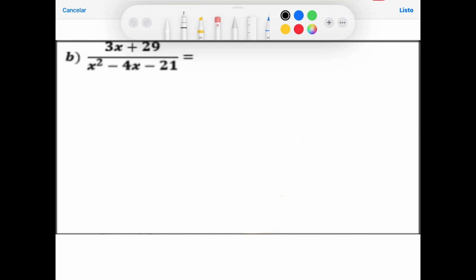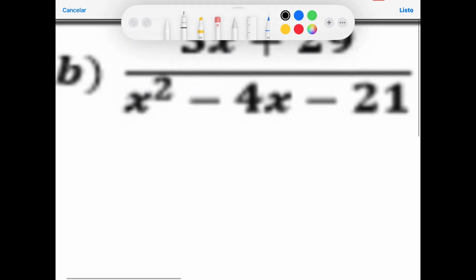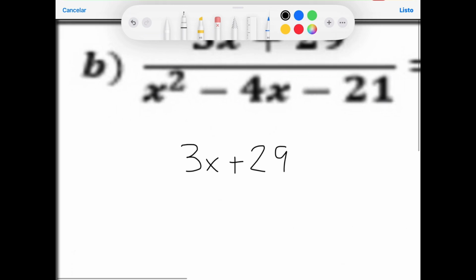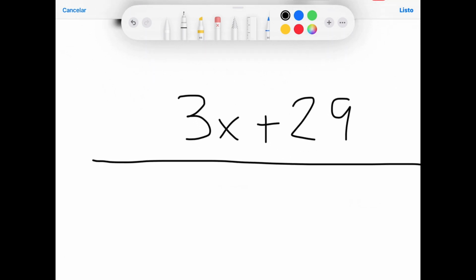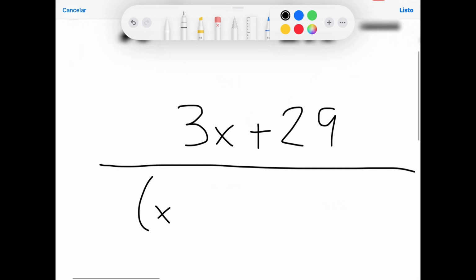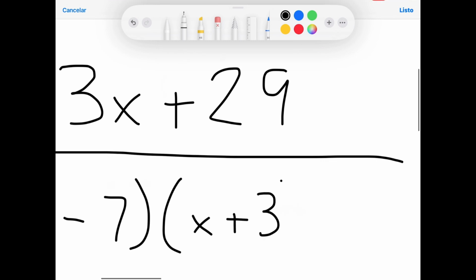This is my example for partial fractions. The equation is this: 3x plus 29 divided by x squared minus 4x minus 21. The first step is to factor the denominator if possible. So in this case, it is possible. I leave the numerator the same, 3x plus 29, and the denominator I leave like x minus 7 times x plus 3.